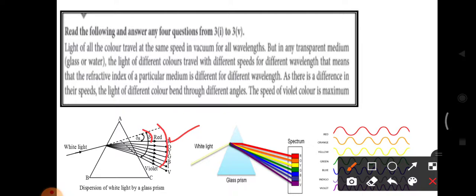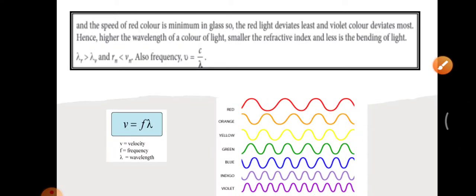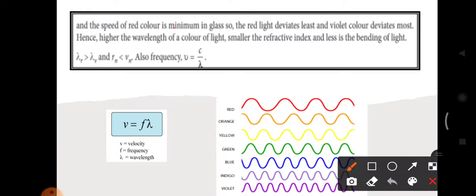The speed of the violet color is maximum, not maximum. The speed of violet color is minimum. They have given it wrongly. The speed of violet color is minimum and the speed of red color is maximum. So the red deviates least and the violet color deviates most. Hence, the higher the wavelength of color light, the smaller the refractive index and the less the bending of light. I will explain you. Please listen.